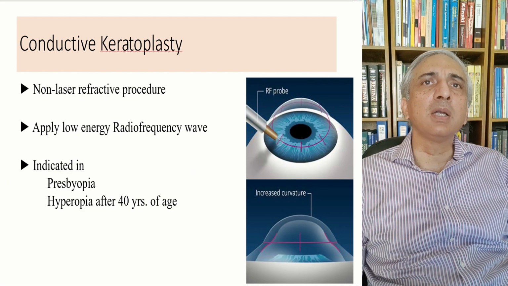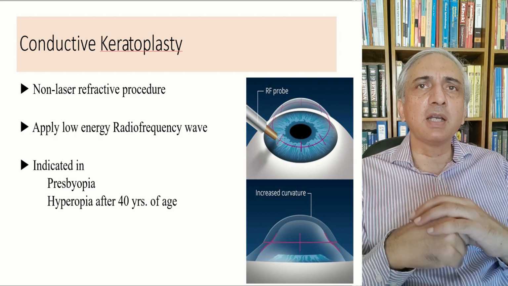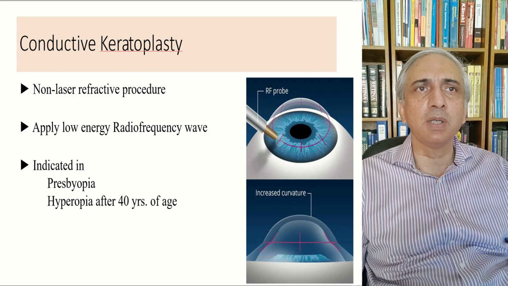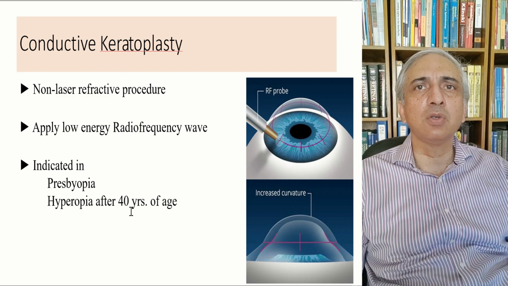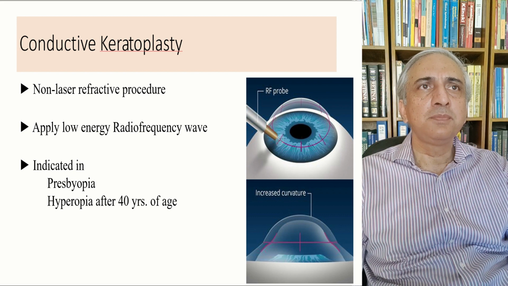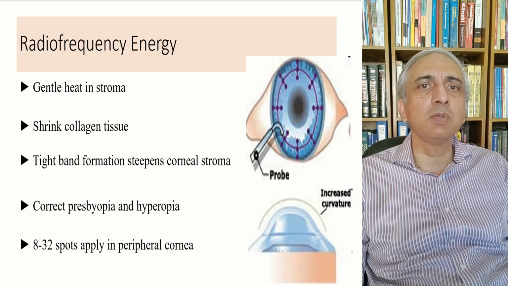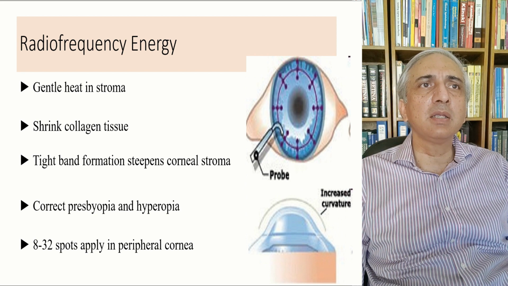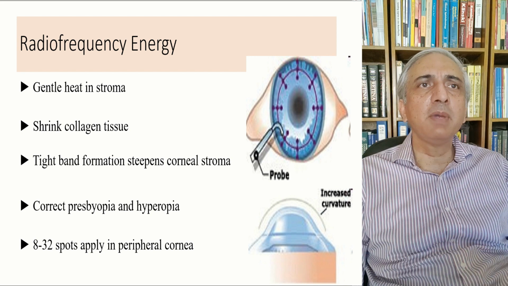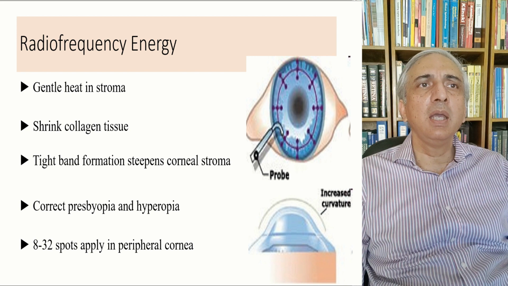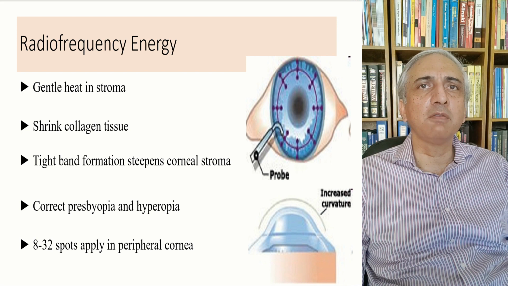Then you come to conductive keratoplasty, which is a non-laser refractive procedure. It applies low energy radiofrequency waves, indicated in presbyopia and hyperopia after 40 years of age. You could do it on a slit lamp, and this was a much easier surgery, but it did not quite come into fashion. Here you can see there are multiple points where you produce slight coagulation of the cornea with radiofrequency energy. Gentle heat in the stroma shrinks collagen tissues. Tight band formation steepens the central cornea. Corrects presbyopia and hypermetropia. 8 to 32 spots are applied in the peripheral cornea.